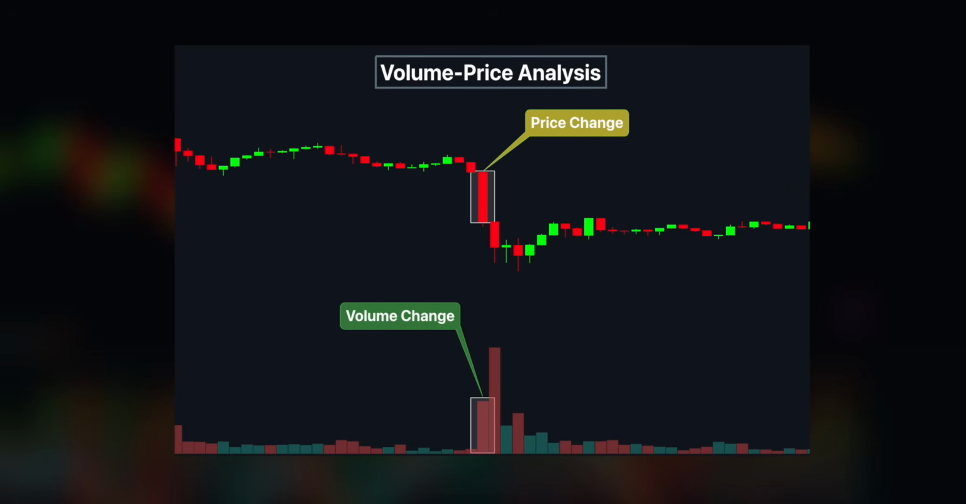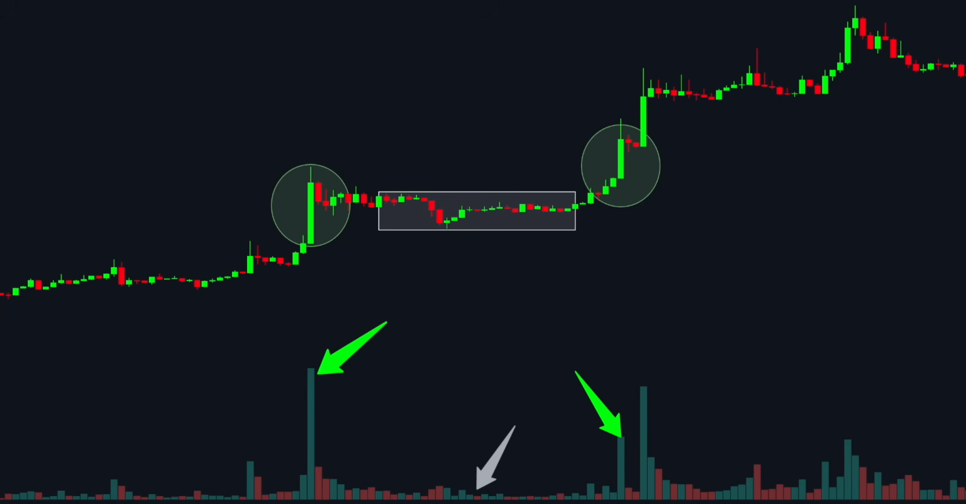For those of you who don't know, volume price analysis is a trading technique that examines the relationship between the volume of trades being executed and the price movement of those trades. This analysis aims to provide insights into market trends and potential reversals based on how volume and price interact. Here is a quick breakdown of the core concepts.